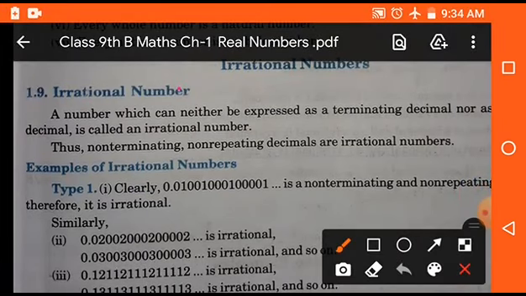Now students, we will discuss here irrational numbers. As above, we also discussed the meaning of irrational numbers, meaning those numbers which cannot be represented in the form of p by q are called irrational numbers. And here there are some examples. For example, 0.01 0011 000111, and so on. That means it is an example of an irrational number, and they are non-terminating and non-recurring.